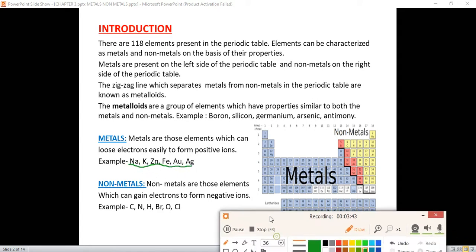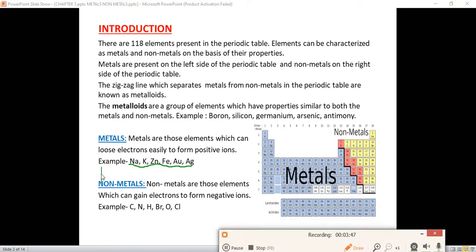Now we'll understand with an example how metals lose electrons. Let's have a quick look at sodium. What is the atomic number of sodium? 11. Electronic configuration, how will we write it? 2, 8, 1. How many electrons are present in the last shell of sodium? Only 1 electron. So it can donate its 1 electron to become stable or to form any other compound.